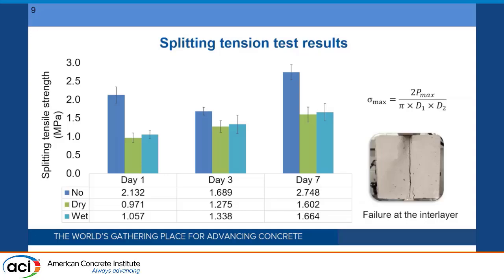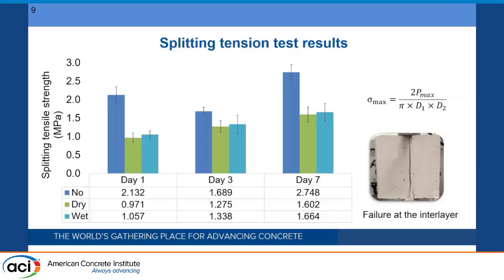42%. And if I want to talk about strength gain over age, the specimen that had no interlayer had a strength of 2.1 MPa at day 1, then it dropped to 1.7 temporarily, and then again it increased to 2.75 at day 7. The reason this happened for these kinds of specimens, I think, was either because of microcracking due to early curing, or maybe a misalignment in the test setup itself, because the splitting tension test is really sensitive to surface flatness or any misalignments.